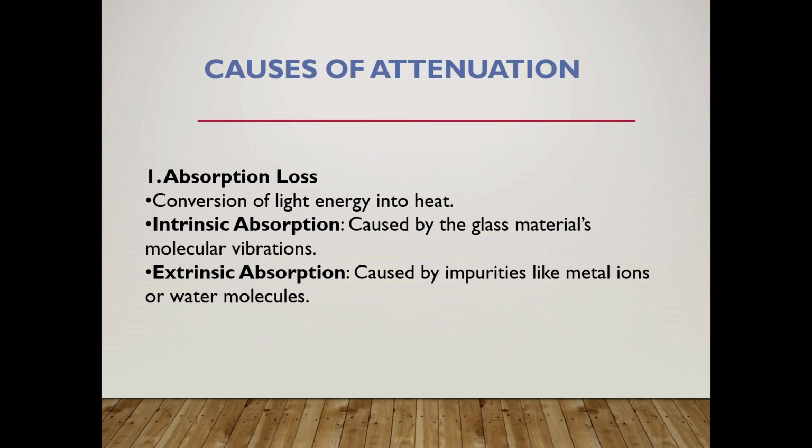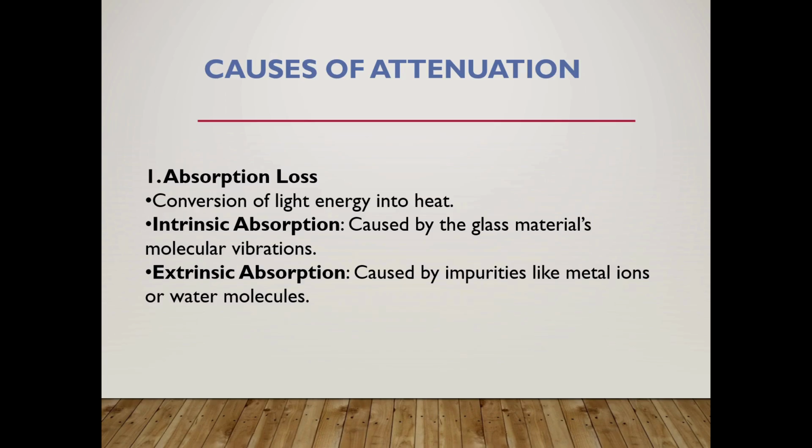Absorption loss occurs because of impurities in the optical fiber material. These impurities absorb light energy and convert it into heat, leading to a reduction in the signal strength. The first type of absorption loss is intrinsic absorption. This happens due to the natural properties of the glass material used in the fiber. Certain wavelengths of light are absorbed because of the molecular vibrations of the glass.